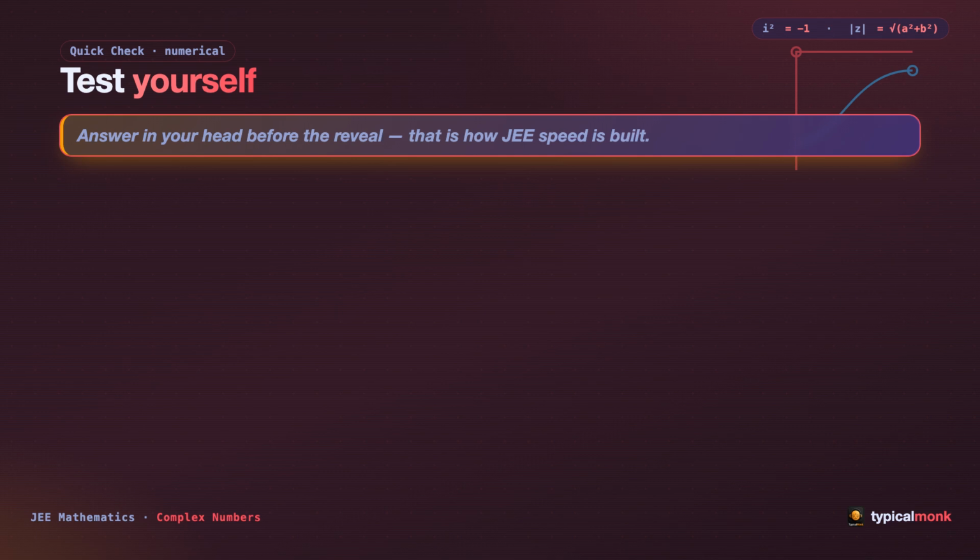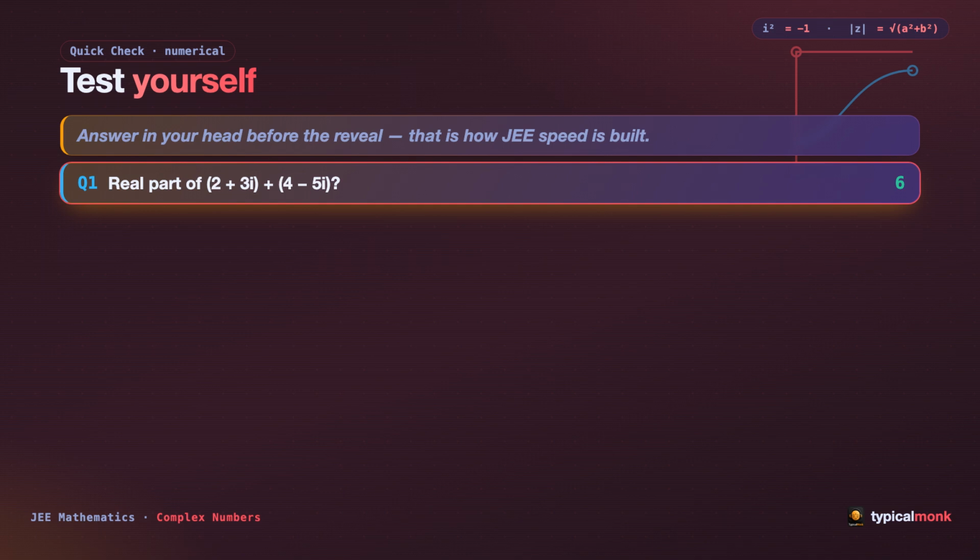Time to test yourself. Rapid fire. Here is the rule. I ask, you answer in your head before the reveal. No pen, no paper, just the ideas you built today. Question 1. What is the real part of the sum of 2 plus 3i and 4 minus 5i? Add the real parts. 2 plus 4, 6.